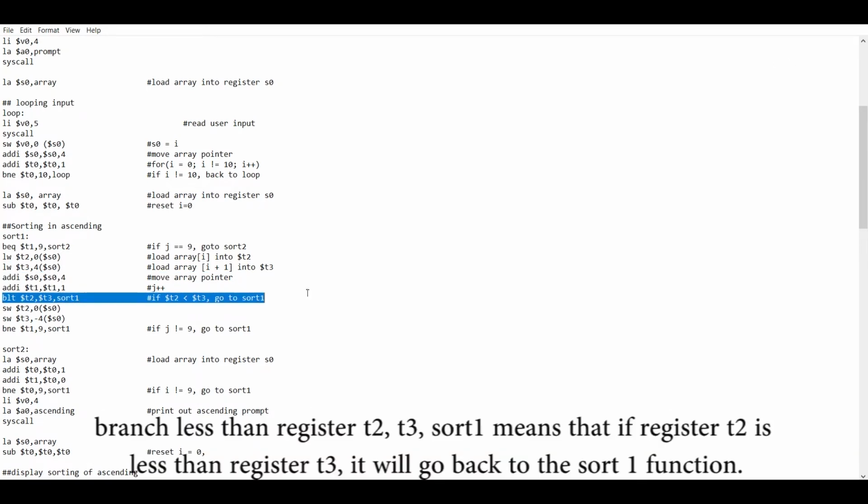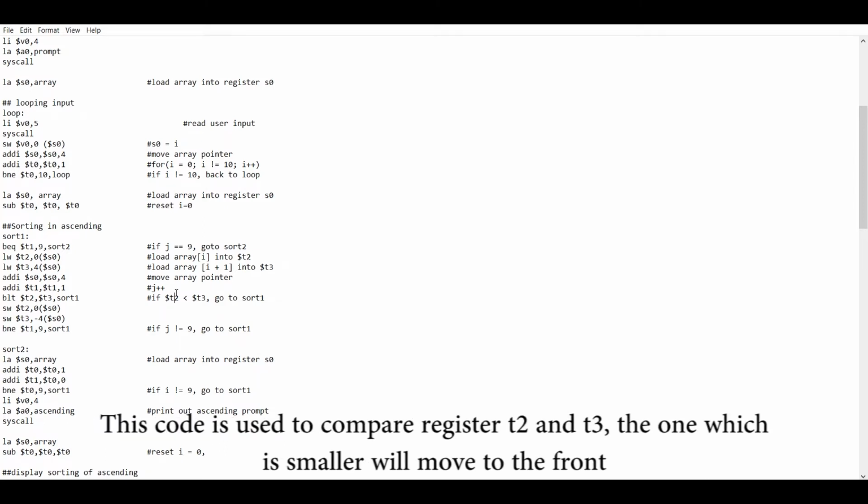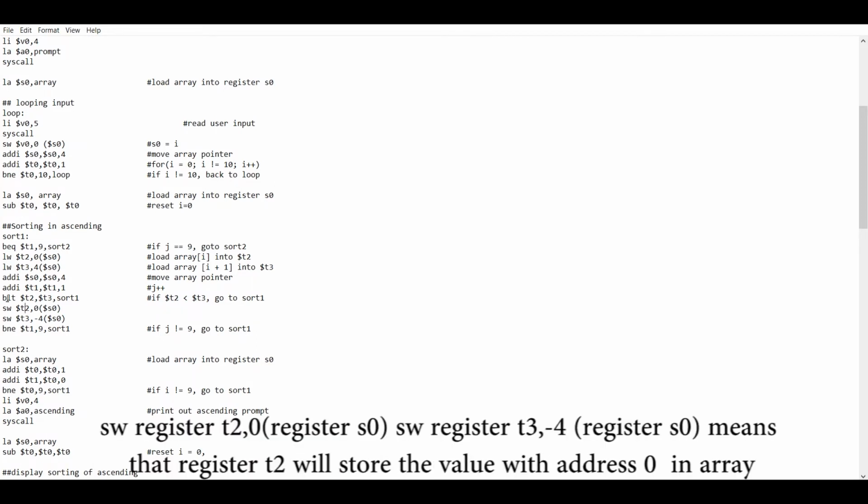Branch less than register $t2, register $t3, sort1 means that if register $t2 is less than register $t3, it will go back to the sort1 function. This code is used to compare register $t2 and register $t3. The one which is smaller will move to the front and the greater one remains.